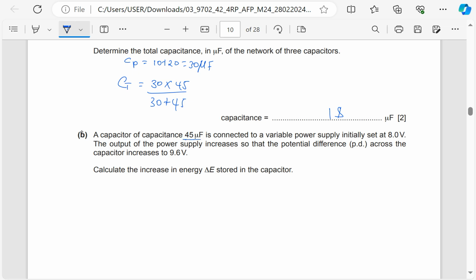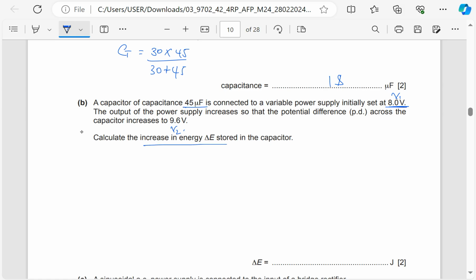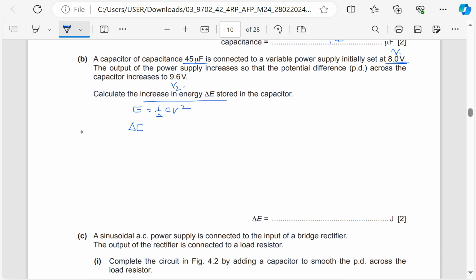A capacitor of capacitance 45 microfarads is connected to a variable power supply initially set at 8 volts. So let this be V1. The output power supply increases so that the potential difference across the capacitor is 9.6. So this is V2. We want the increase in energy stored in the capacitor. We know that energy of a capacitor is a half CV squared. So the increase in energy is a half C, V2 squared minus V1 squared, or a half CV2 squared minus a half CV1 squared.